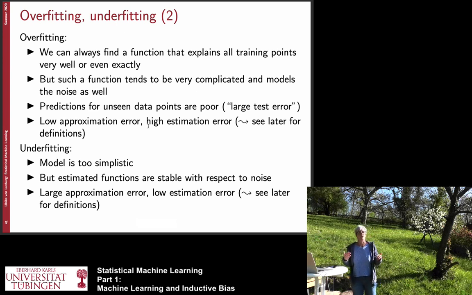The opposite effect is called underfitting. Here your model is too simplistic. You want to use a linear function even though your data cannot be described by a linear function. The advantage is that the estimated function tends to be very stable with respect to noise. So if you add a couple of data points or you wiggle a bit, this linear function is not going to move a lot. But for unseen points, again, the predictions are going to be poor. And the regime of underfitting is characterized by the fact that there is a large approximation error and a low estimation error. Again, we are going to talk about this in the next lecture.